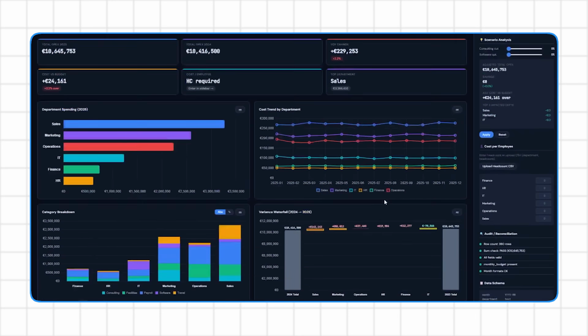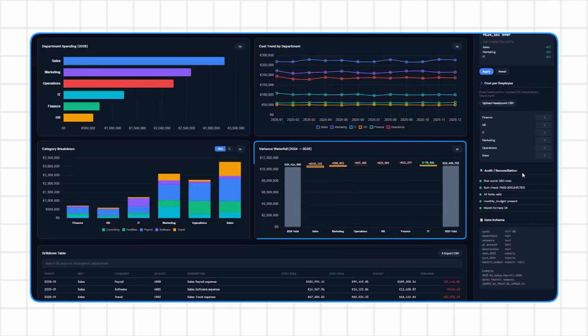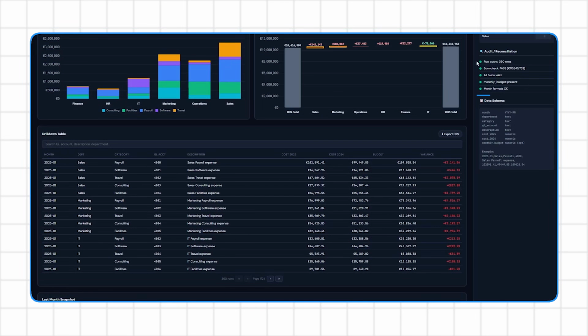Check the total OPEX equals the sum of the cost_2025 column. Verify that department totals match the aggregated data set. Confirm that variance calculations equal cost_2025 minus cost_2024 for each row. And validate that category totals sum to total operating cost.